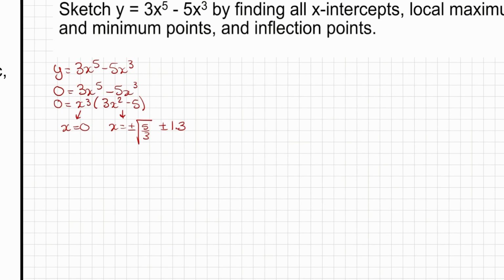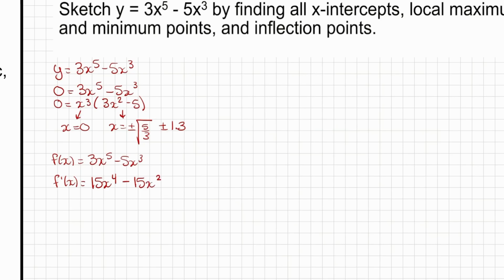Now let's see which of those might be local maxima and minima, and we're going to use the first derivative test to find those critical points. So using the first derivative test, we're going to take the first derivative. If f of x is equal to 3x to the power of 5 minus 5x cubed, then my first derivative will be equal to, just using the power rule, the derivative of 3x to the power of 5 is 15x to the power of 4, and the derivative of negative 5x cubed is negative 15x squared. So now we have our derivative.